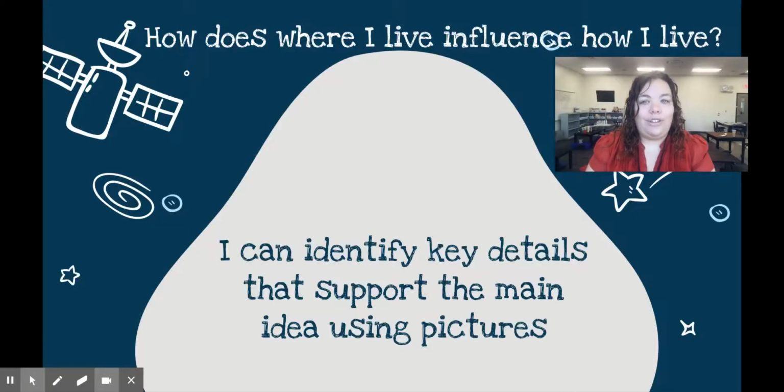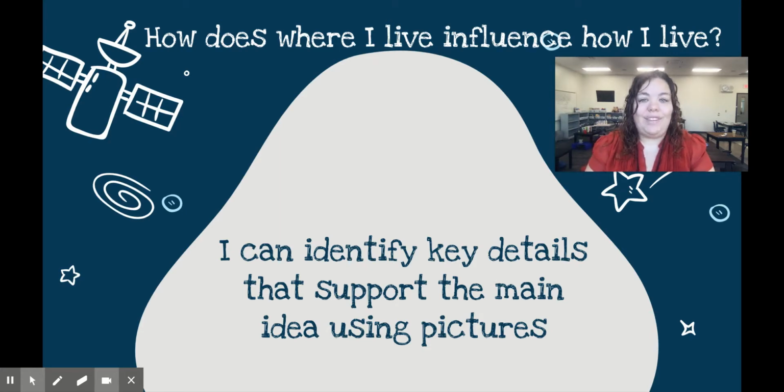So our question for this unit for social studies is going to be, how does where I live influence how I live? For instance, if you lived in the jungle versus the desert, you might eat different food, you might build a different type of house. So we're going to think about that while we're learning not only about space, but about Earth, the planet that we live on.